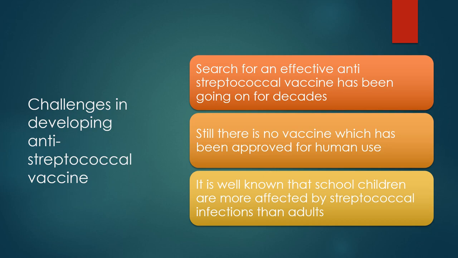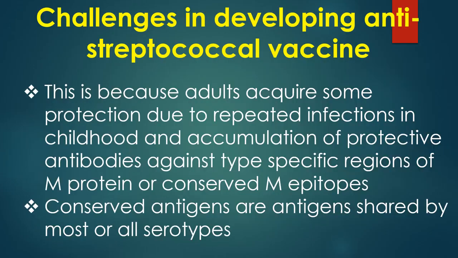It is well known that school children are more affected by streptococcal infections than adults. This is because adults acquire some protection due to repeated infections in childhood and accumulation of protective antibodies against type-specific regions of M protein or conserved M epitopes. Conserved antigens are antigens shared by most or all serotypes.